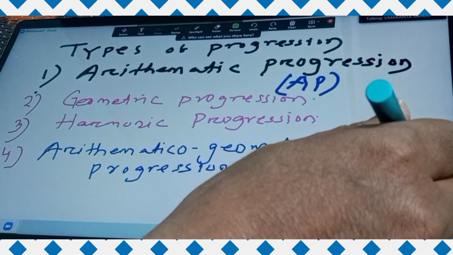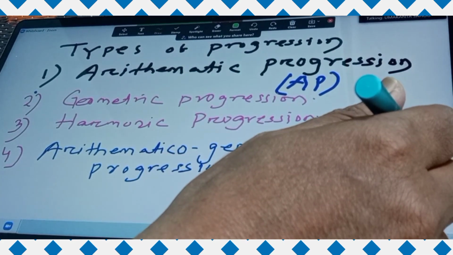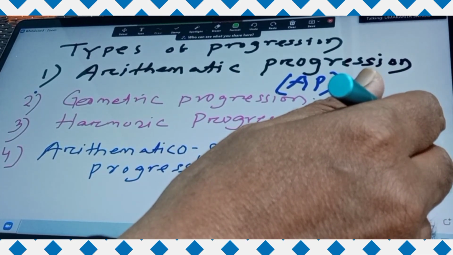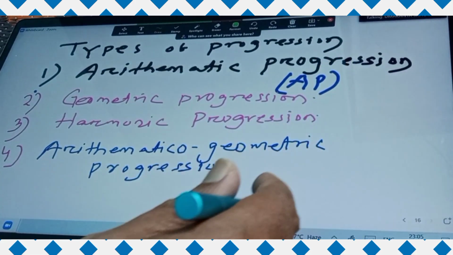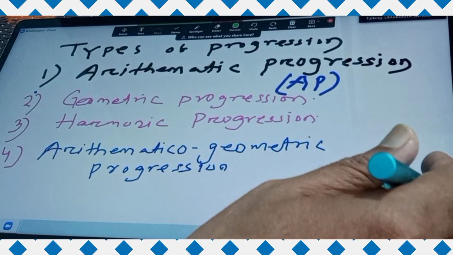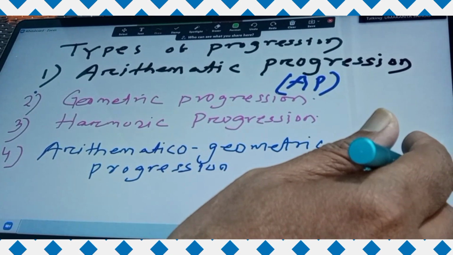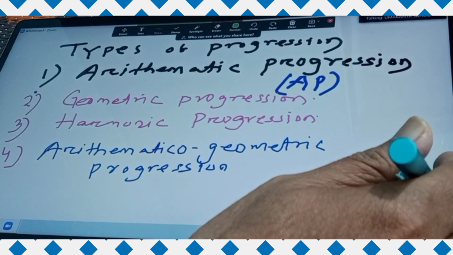Here we are discussing the types of progression: arithmetic progression, geometric progression, harmonic progression, and on the combination of arithmetic and geometric progression we shall get arithmetico-geometric progression. In the next class we shall discuss arithmetic progression in detail.